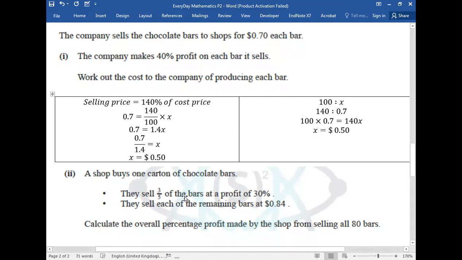They sell 3/5 of the bars at a profit of 30%. They sell each of the remaining bars at $0.84. Calculate the overall percentage profit made by the shop from selling all 80 bars. How many bars were there in the carton? 80. So let's calculate the cost first.